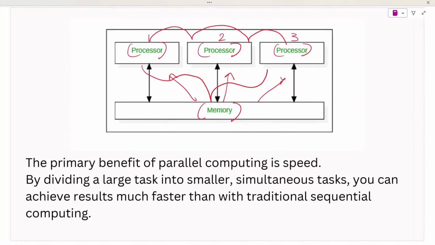The primary benefit of parallel computing is speed. By dividing a large task into smaller simultaneous tasks, you can achieve results much faster than with traditional sequential computing. As compared to sequential computing, parallel computing is more efficient and faster.